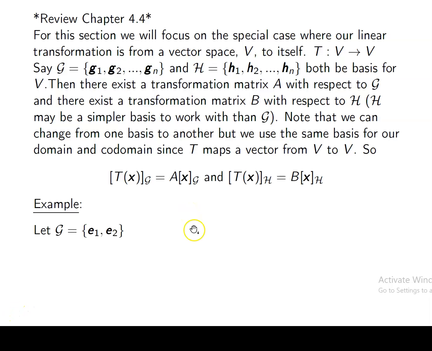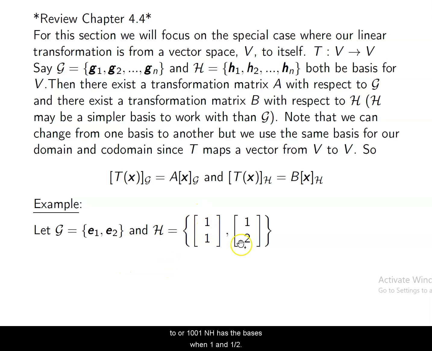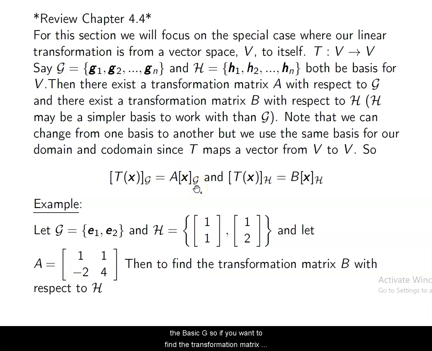Okay, so example. Let's say we have G be the standard basis, e1, e2, or (1, 0), (0, 1). And H is the basis (1, 1) and (1, 2). Let A be the transformation matrix with respect to G of [1, 1; -2, 4]. So this is a transformation in terms of the basis G. If we want to find the transformation matrix that is with respect to H, we can. We have pretty much all the pieces except for the transformation with respect to H.